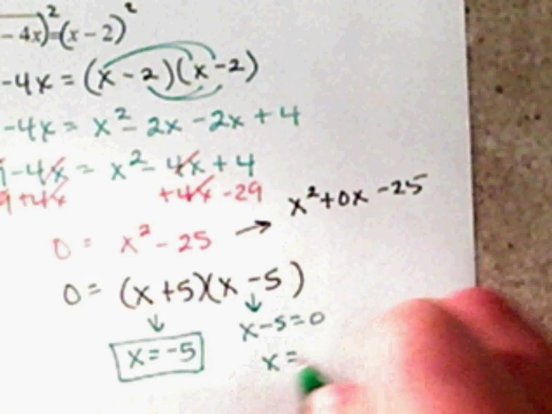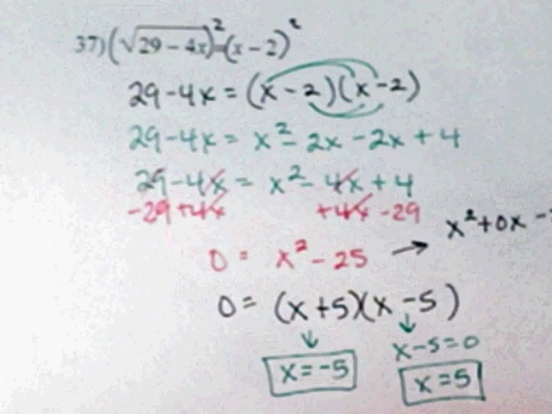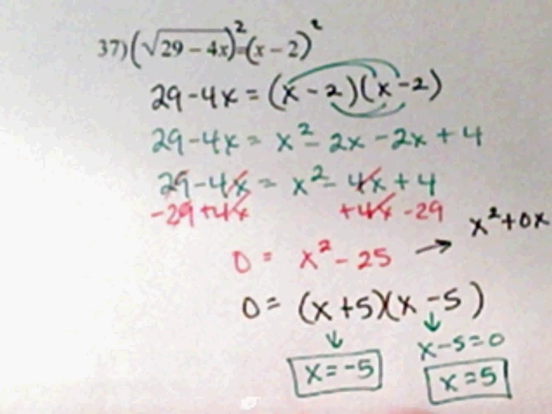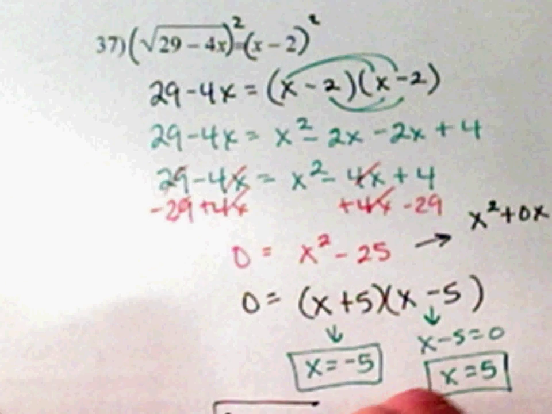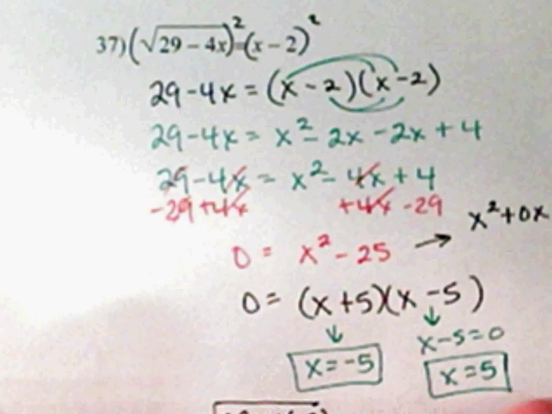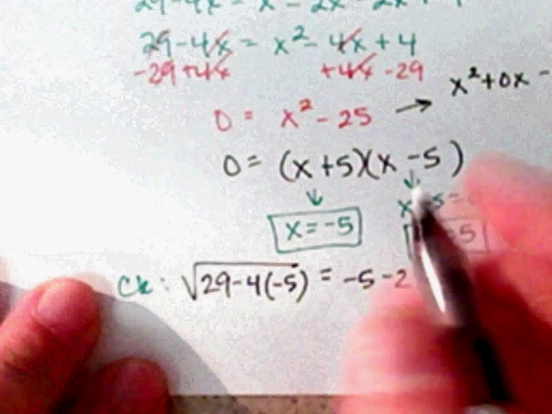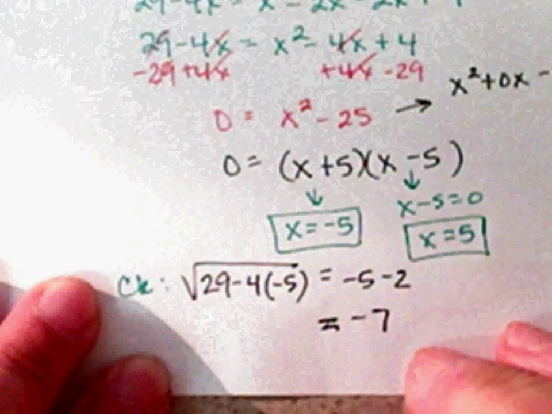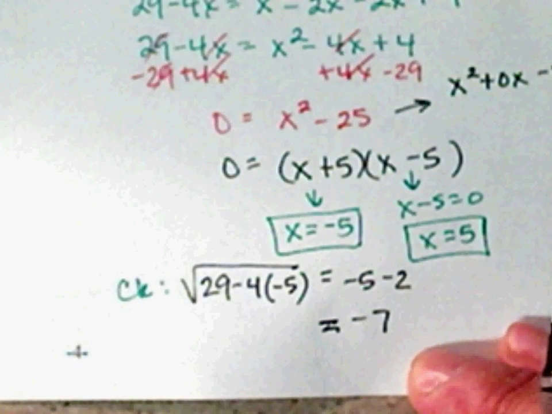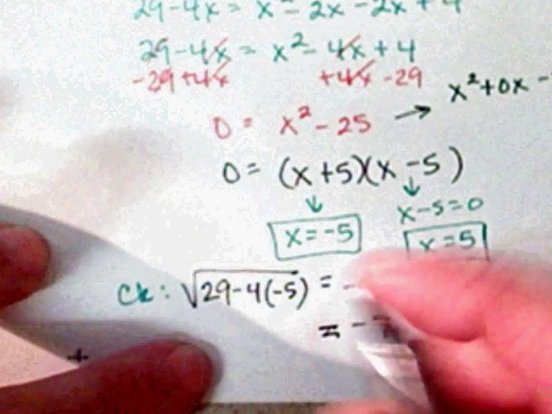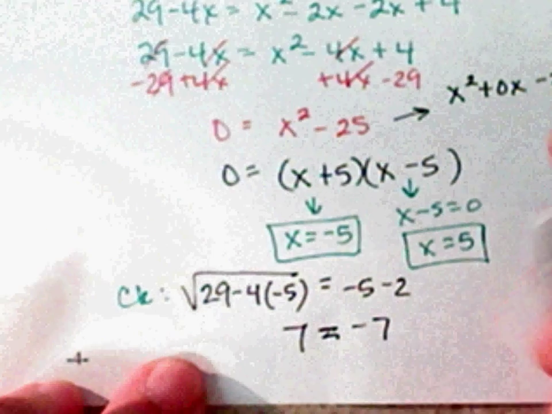Okay? Now let's go ahead and check our answers. Here we go. So you have 29 minus 4 times negative 5 is equal to negative 5 minus 2. Just like that. Here you get negative 7. Okay? 29 plus 20, square root of 49 is 7. Did that work? No, that did not work. So mark that one off. These are not equal to each other. Okay?